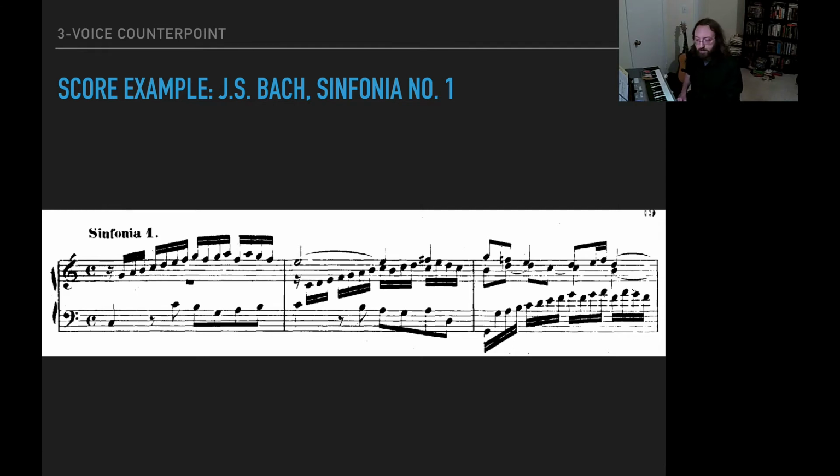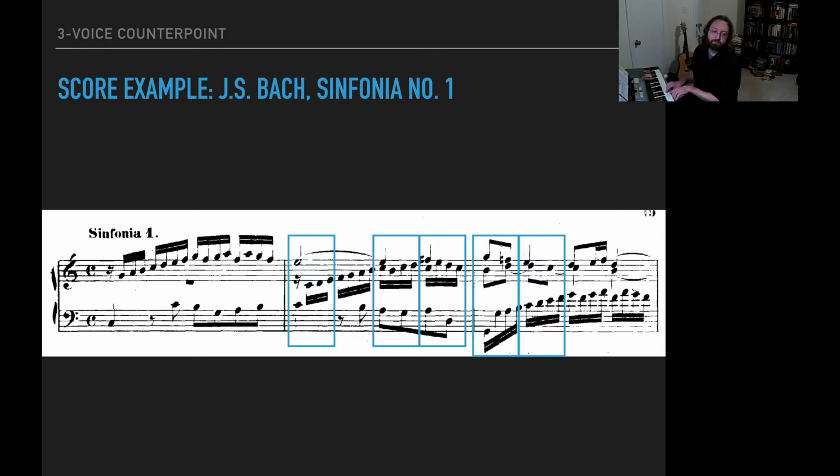Now we're going to focus on a few specific harmonies within this context. I'm going to box those right now. These right here. Here's the first box, the second box, third box, fourth, and fifth. So we're going to focus on those where we have all three voices present.